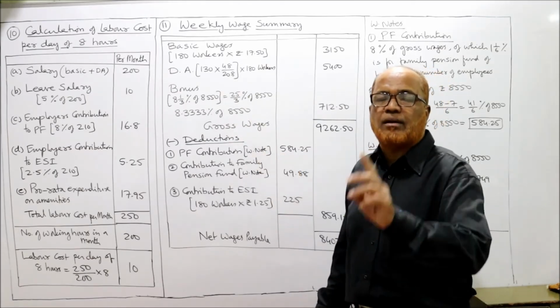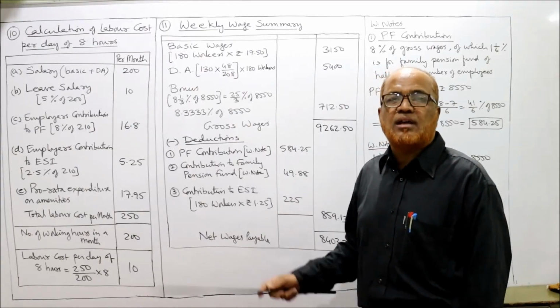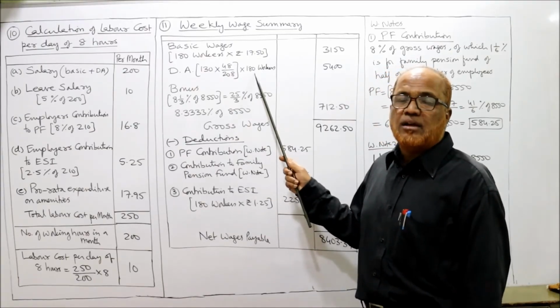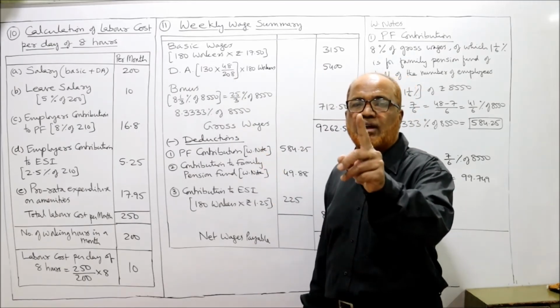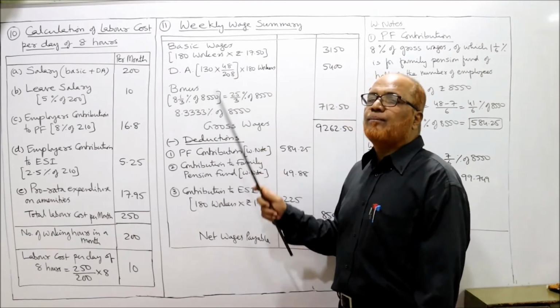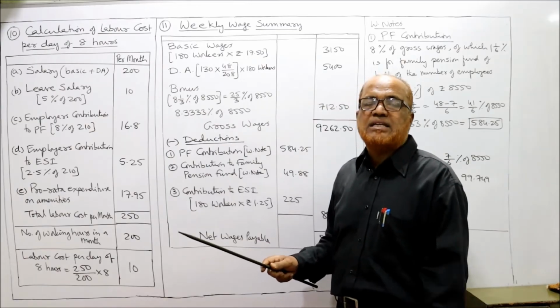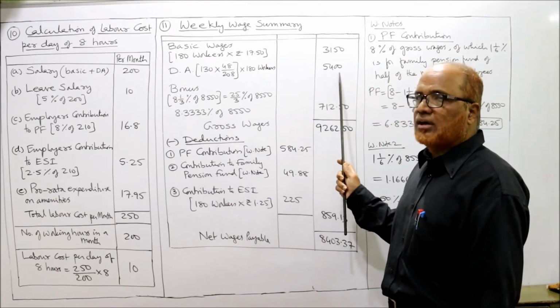This will be for one worker. But totally how many workers are there? 180 workers are there. So 130 into 48 by 208, you will get the DA for one worker. Multiply with 180, we will get the DA for all 180 workers, 5,400.